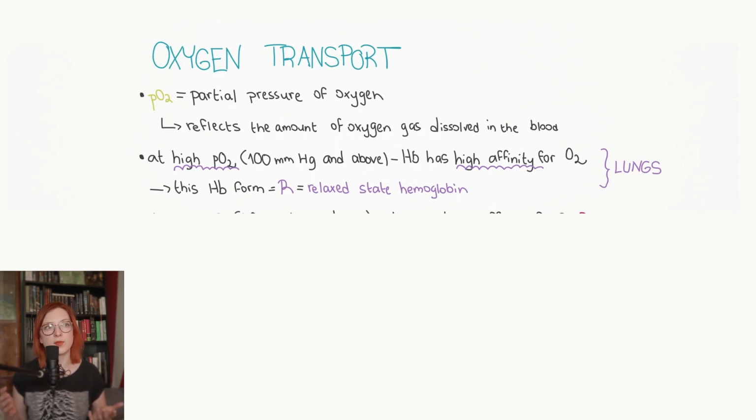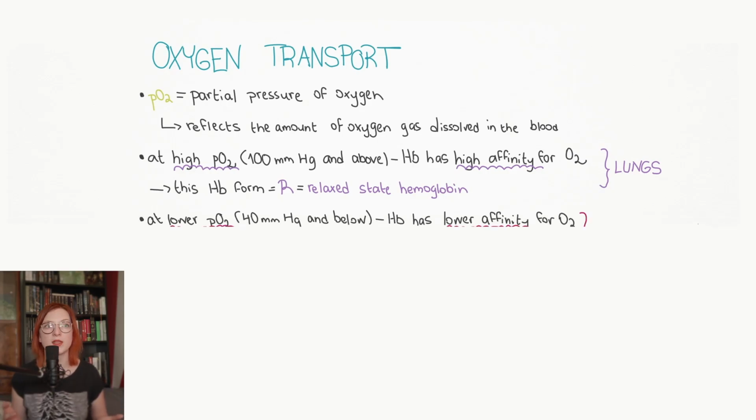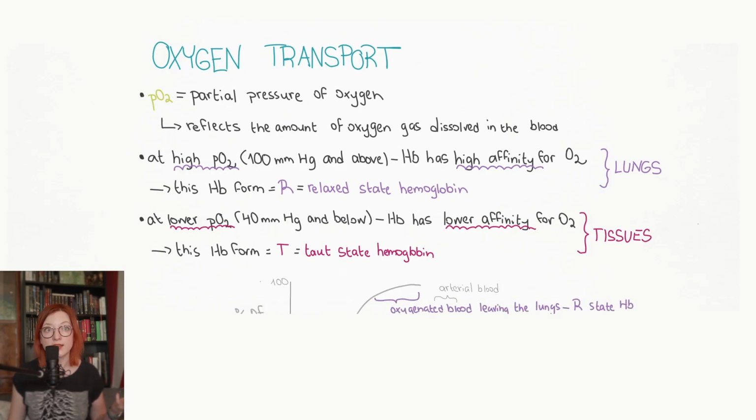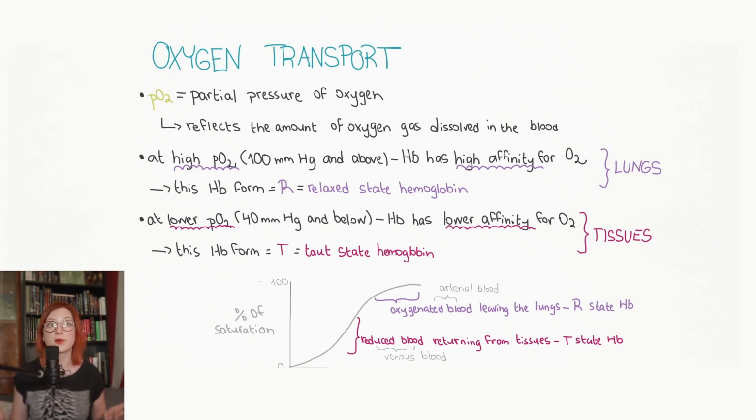On the other hand, when partial pressure of oxygen is low, below 40 millimeters of mercury, so this is happening in tissues, hemoglobin has lower affinity to oxygen. Transition of hemoglobin to this low affinity, which is called tau or T state, enables it to release a large proportion of the oxygen previously picked up in the lungs. This dynamic interchange between the R and T state serves as the foundation for hemoglobin's sigmoidal oxygen binding curve, which you can see in the picture here.